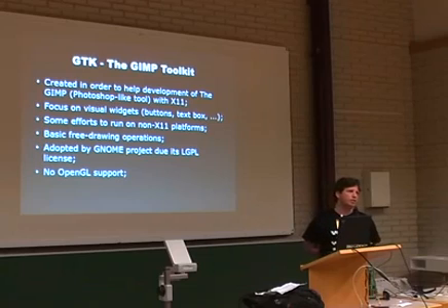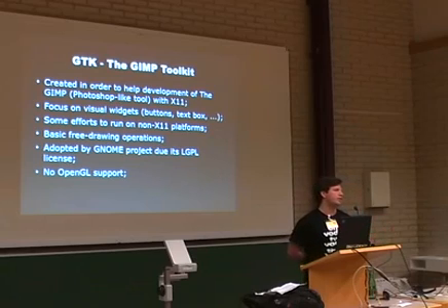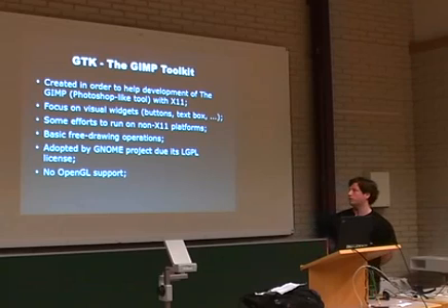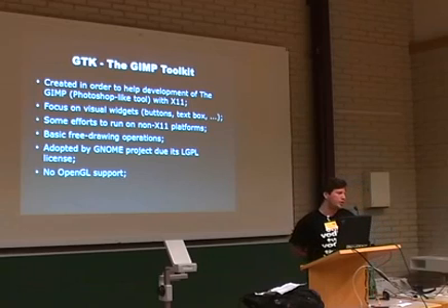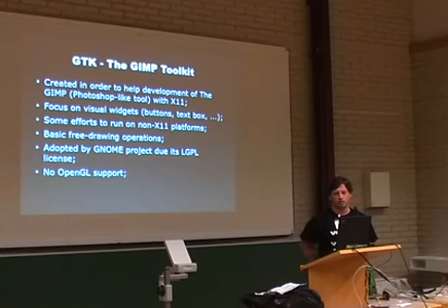It was adopted by my own project because at that time, 97 or something like that, the KDE project was based on Qt. Qt had a weird license, and they wanted an alternative, and the Free Software Foundation was also pushing for an alternative, and then the GNOME project was born using this software. And it has no OpenGL support because it doesn't make sense for the purpose it was conceived.